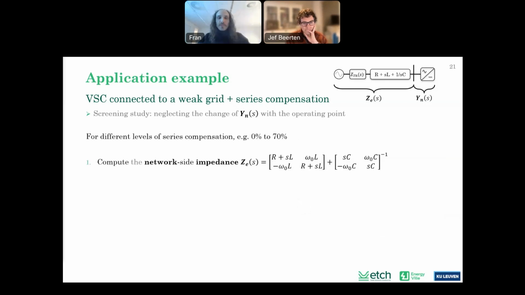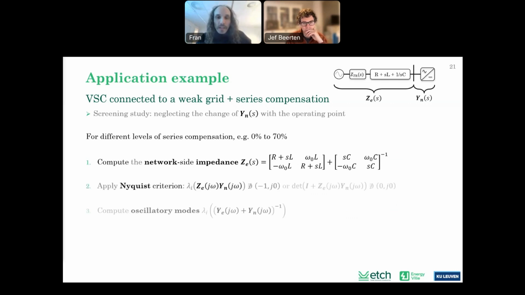And what I will do now is, for different levels of series compensation, recompute the network side impedance matrix, which is a very simple computation, right? Because the original impedance, I already had it from the frequency scan, basically from the toolbox. And now I will add the series compensation part, which comes in series. And I can do this analytically in a very simple manner. What I will do then is subsequently apply Nyquist again to see if the system is stable or unstable, compute the oscillatory modes, and save the results.